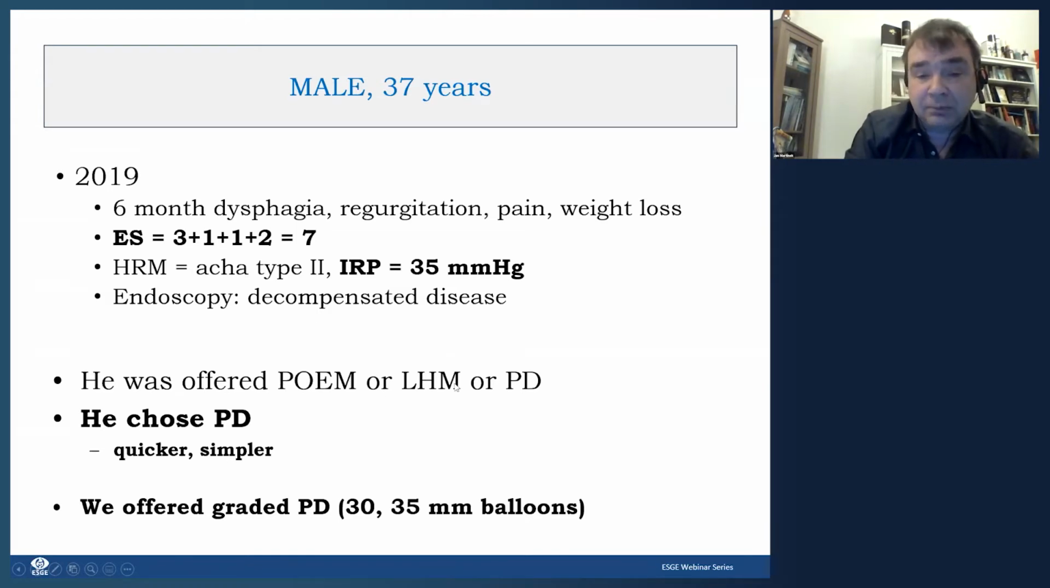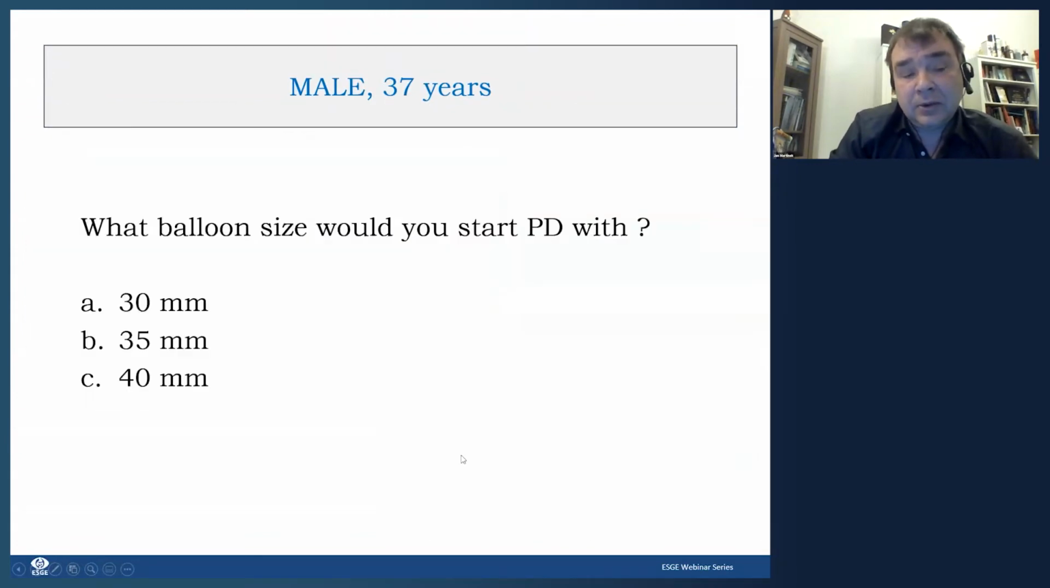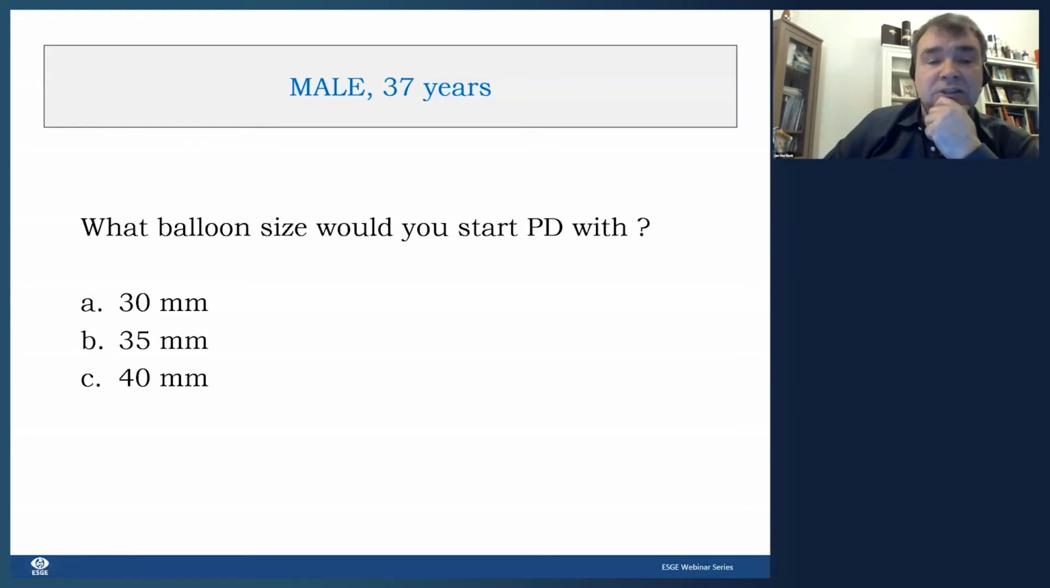I think this is very important, to offer our patients every option. He chose PD because, according to the patient, it is quicker and simpler, and we offered graded pneumatic dilation. Here is the manometry with not relaxing sphincter. And now is the last question: what balloon size would you start PD with? 30, 35, or 40? Please vote.